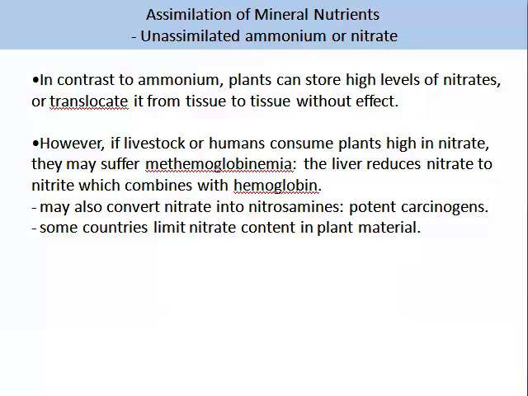In contrast to ammonium, plants can store high levels of nitrates or translocate nitrates from tissue to tissue without effect. However, if livestock or humans consume plants high in nitrate, they may suffer from a condition called methemoglobinemia. The liver reduces nitrate to nitrite, which combines with hemoglobin. They may also convert nitrate into nitrosamines, potential carcinogens. Some countries limit nitrate content in plant material.